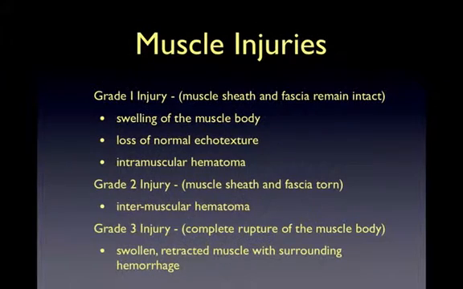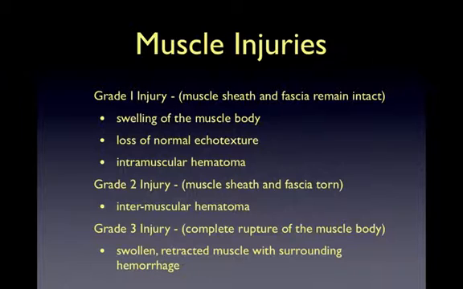So moving on to some pathology, let's first talk about muscle injuries, which are classified as grades 1 through 3. Muscle injuries can occur from either direct or indirect trauma. In a grade 1 injury, the muscle sheath and fascia remain intact. So what we might see on an ultrasound is swelling or enlargement of the muscle body. We might see loss of normal echo texture of the muscle, or in a little bit more severe cases, we might see an intramuscular hematoma forming.